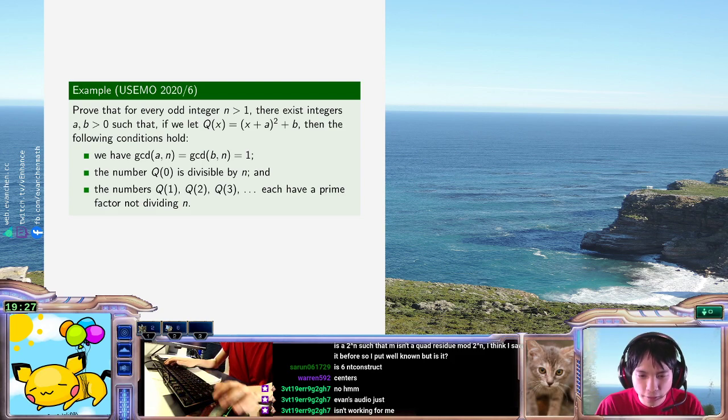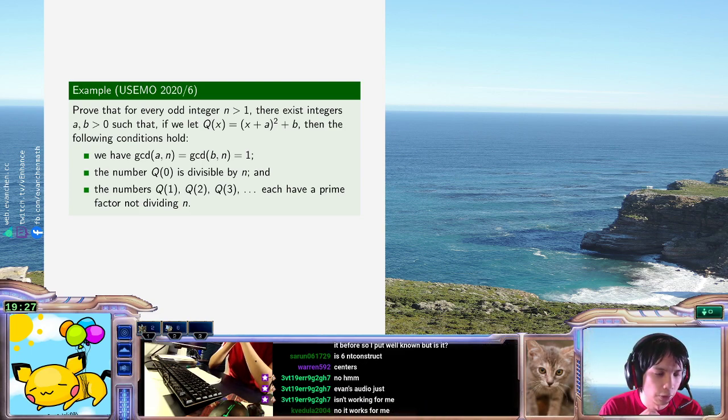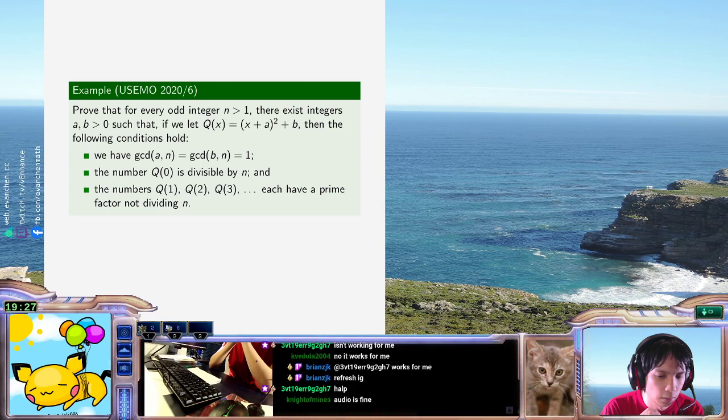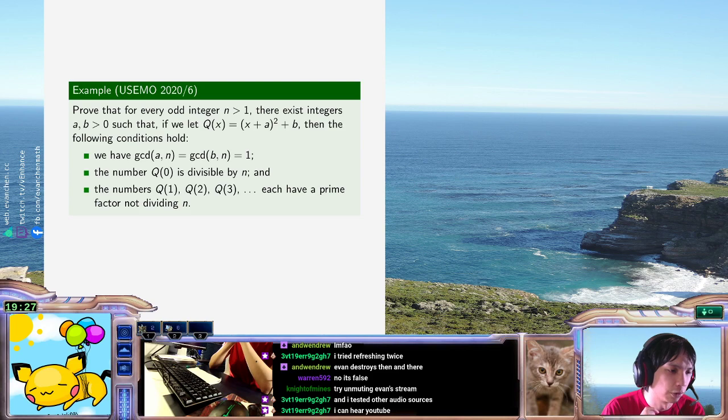Is it well known that for any non-odd non-square m there is a 2 to the n such that m isn't a quadratic residue mod 2 to the n? To which my reply is that sounds like it's false. Let's see. I believe 17 is a quadratic residue modulo every sufficiently large power of 2. Is that true? I believe 17 should be a QR modulo every power of 2.